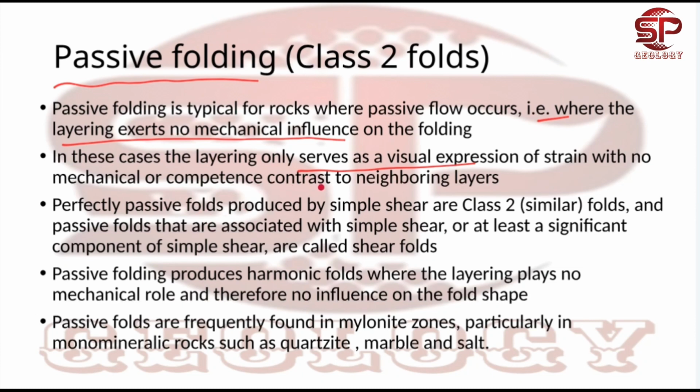No mechanical or competency contrast is required here. Competency contrast, surface irregularities, and all the other things required in active folding are not required conditions in passive folding. If it is a perfectly plastic passive fold, then it can produce a class 2 fold, the similar fold. Also, passive folding produces harmonic folds. Passive folds are frequently found in softer regions, like the migmatitic zone and the ductile zone, particularly in monomineralic rock, quartzite and marble. In these you will find passive folding.